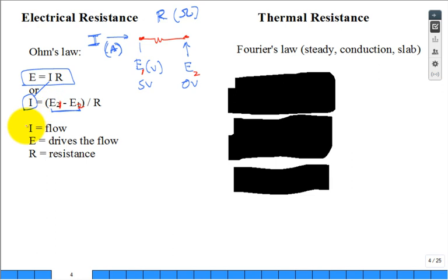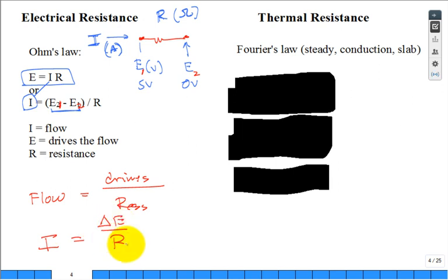So we read our equations. We say we have some flow equal to something that drives it, some potential difference, divided by some resistance. That's what this equation shows us. It's I equals delta E divided by R. I know that E equals IR is a little easier to roll off the tongue, but we want to write it this way because that's the way we really write the thermal flow. And we have an analogy between the flow of electricity and the flow of heat. There's a strong analogy.